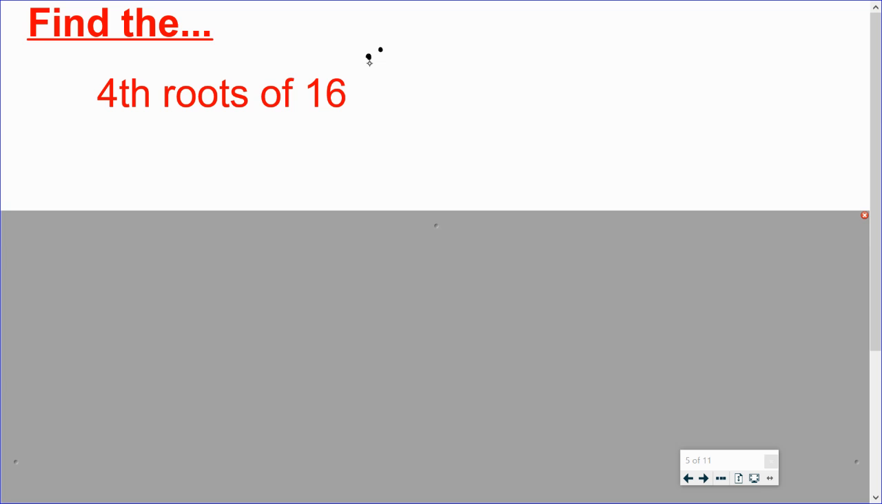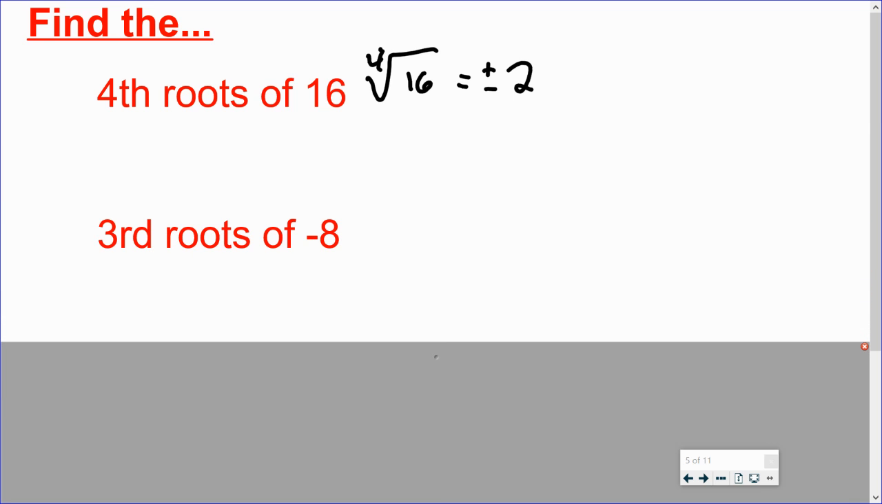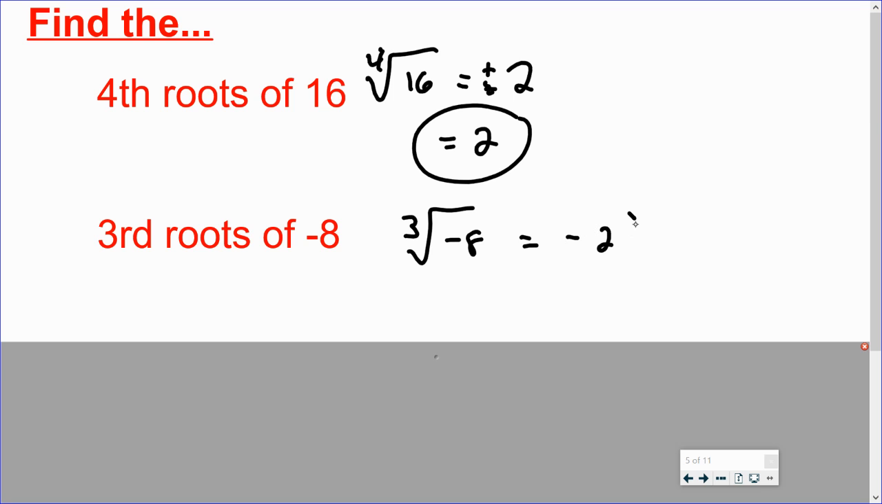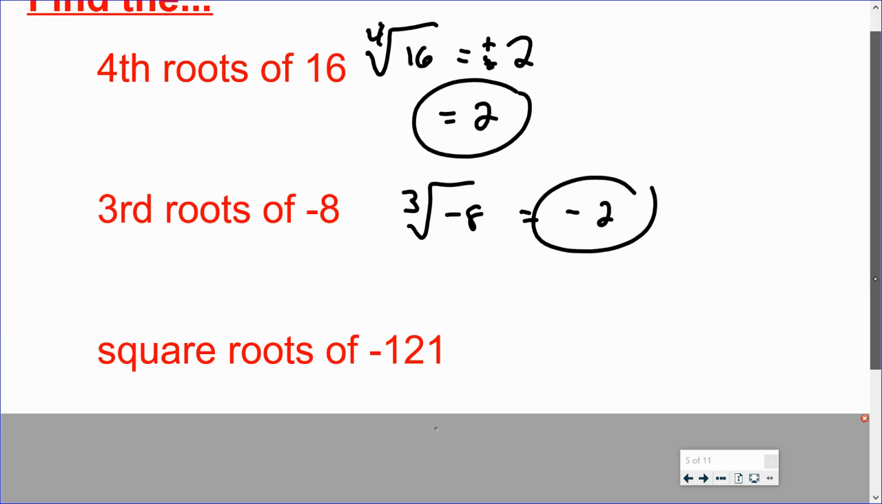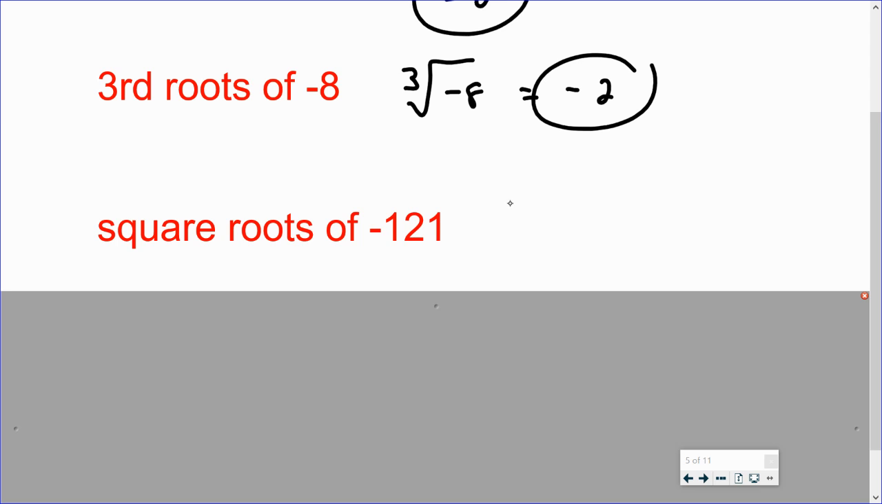Okay, the fourth root of 16. So I'm going to write that as the fourth root of 16. What times itself 4 times is 16? Well, 2. The correct answer will be plus or minus 2 because I'm adding that. But really, I'm going to be happy with 2. Now this one, I want the third root of negative 8. So that's negative 2. And then I want the square root of negative 121. Well, that's negative. That's no solution.